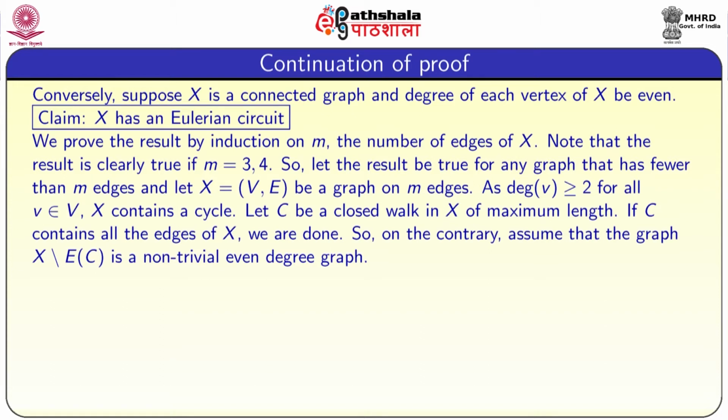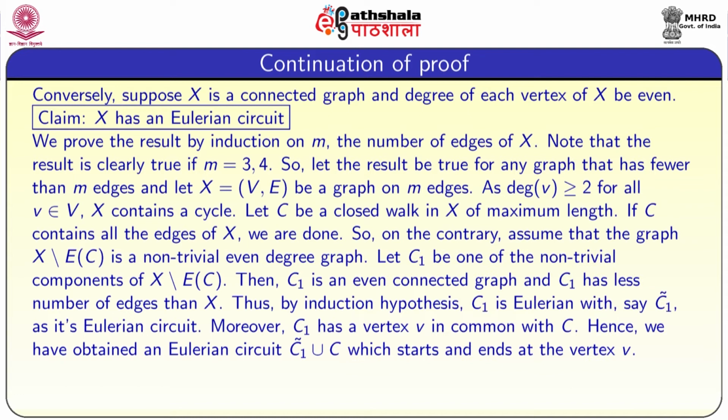If C contains all edges of X, then we are done. So, on the contrary, assume that the graph X minus edge set of C, that means we removed all the edges in C from X, is a non-trivial even degree graph. Let C1 be one of the non-trivial components of X minus C, then C1 is an even connected graph and C1 has fewer edges than X, so by the induction hypothesis C1 is Eulerian, say C1' as its Eulerian circuit.